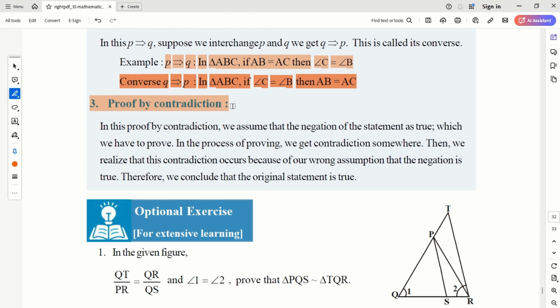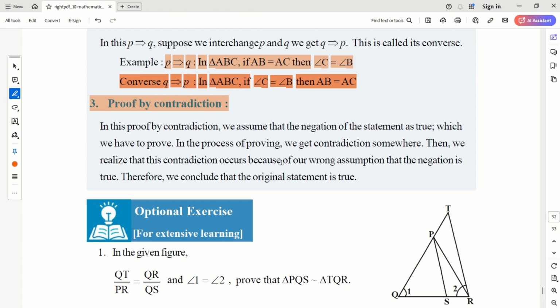Right? If I prove my negation of the statement is correct, then I am basically disproving the first statement. If I cannot prove my negation statement, then the given statement is true, right? So this is one of the very interesting ways of using contradiction.